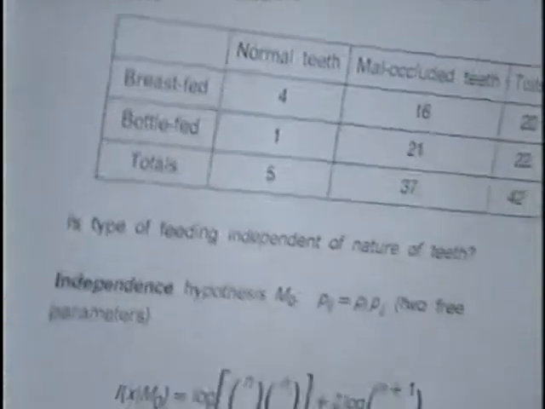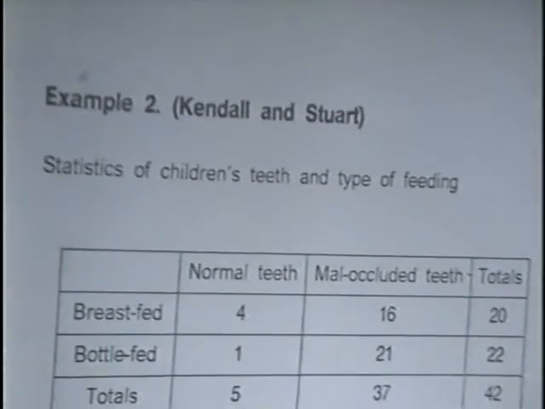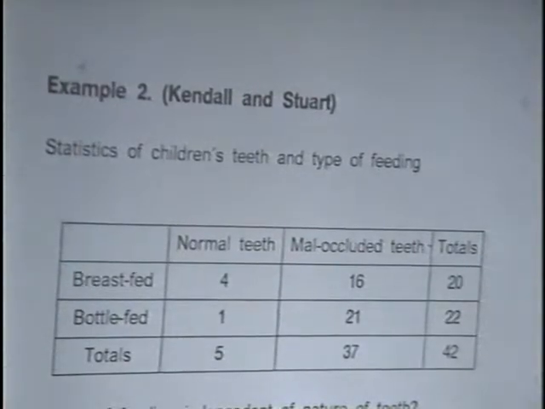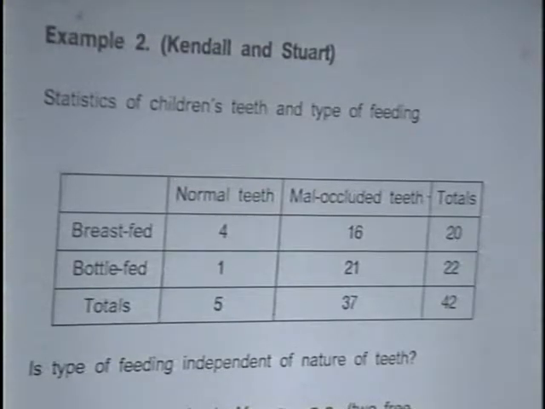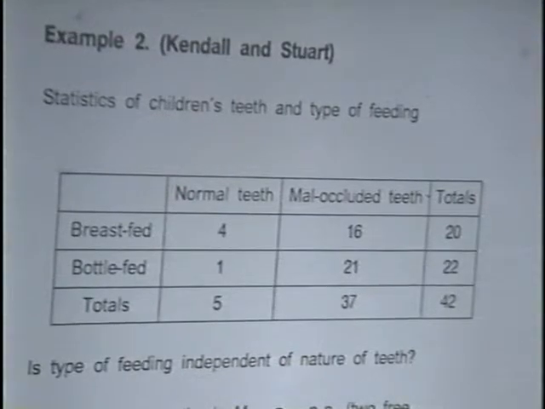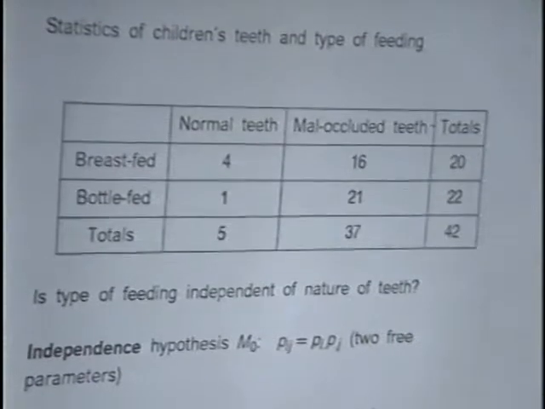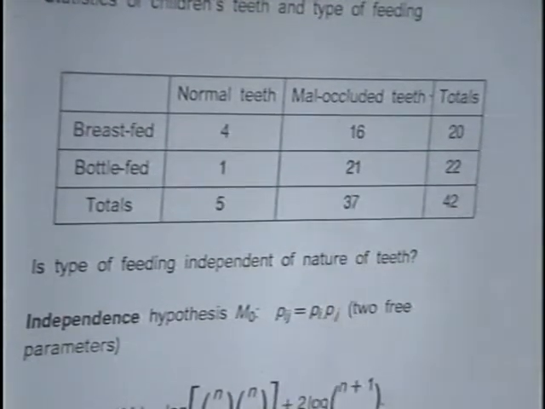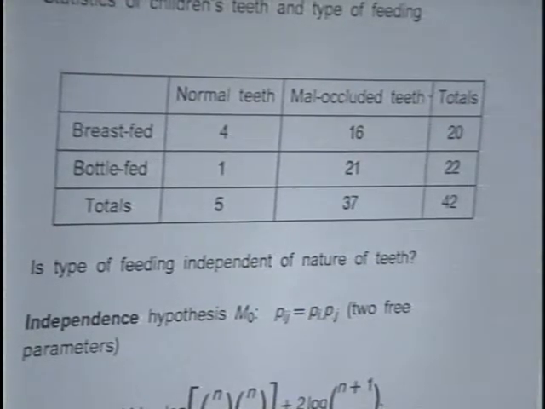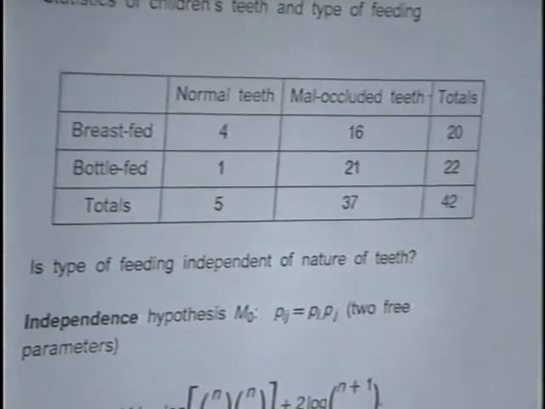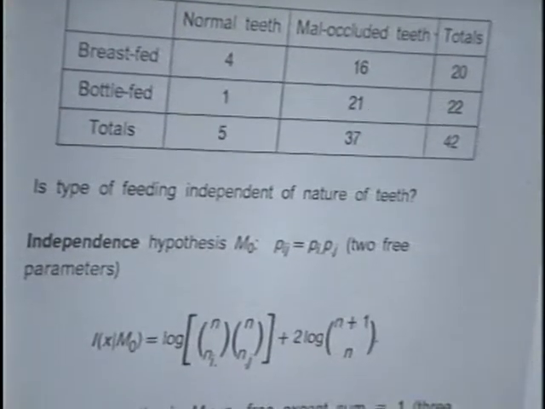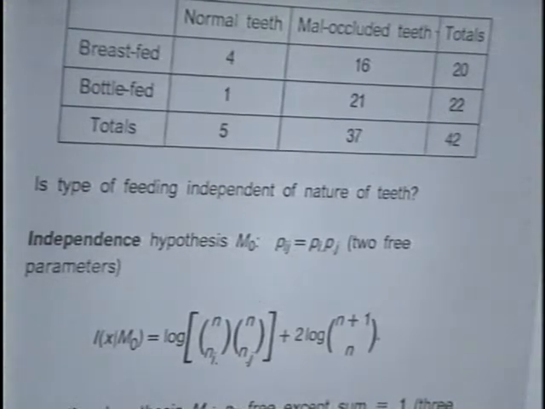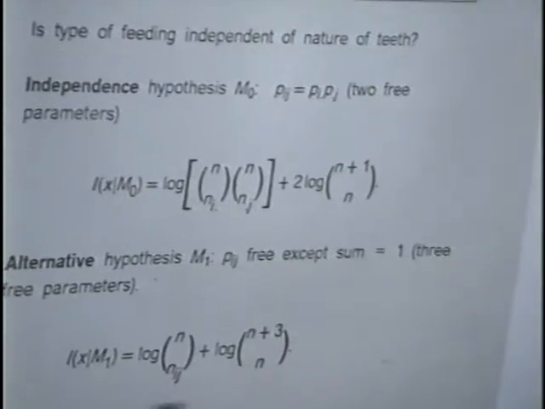Let me show a numerical example. There are 42 children feeding babies, and the question is the hypothesis of independence. Under that hypothesis the cell probabilities are products of the margins, marginal probabilities, and we would have two free parameters, and the complexity is given by that formula. The alternative hypothesis has three. So hence, and again, the complexity is computed from such a formula.